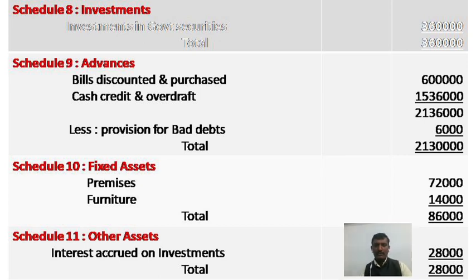Then we have to go for schedule number 10 for fixed assets. There are premises of rupees 72,000 and furniture of rupees 14,000. Only two fixed assets are there. There was no depreciation, so the balance is rupees 86,000. Then after that we have to go for other assets, that is schedule number 11. Only one item is available for this, from the adjustment, that is interest accrued on investment. There is outstanding interest on investment amounting to rupees 28,000.